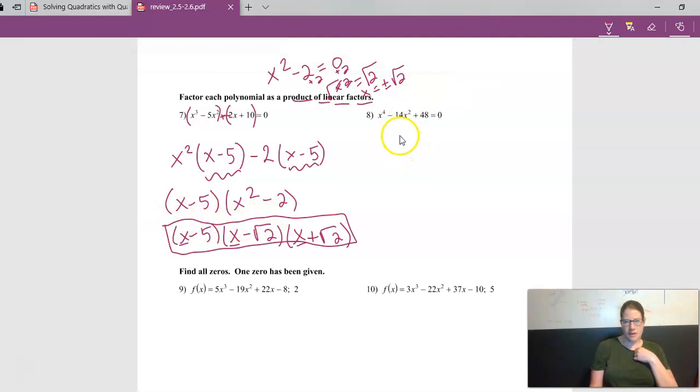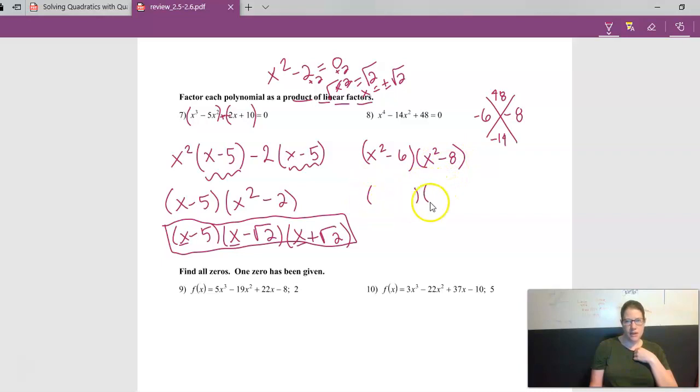Okay, on number 8, since the first term is 4th degree and the middle term is 2nd degree, I can factor this using x factoring. The only difference being when I put my x's in here, they're going to have to be to the 2nd degree. So I'm looking for two numbers that multiply to a times c, which would be 48, and add to negative 14. So let's see, we could do 6 and 8. And if they're both negative, they will multiply to a positive 48 and add to a negative 14. So x squared minus 6 times x squared minus 8.